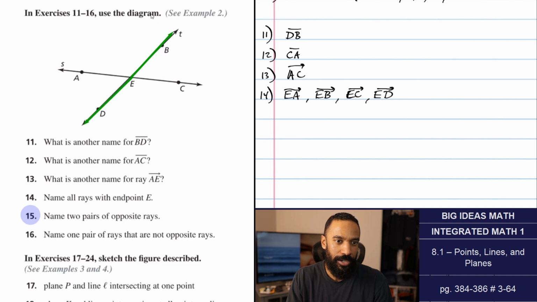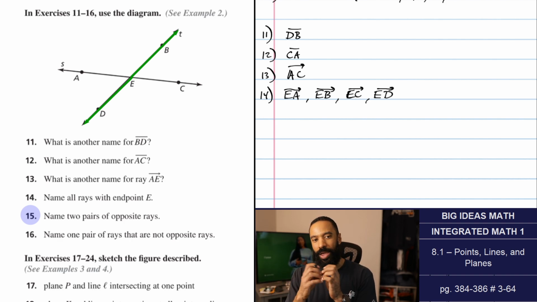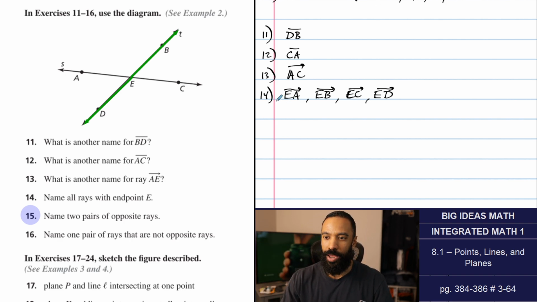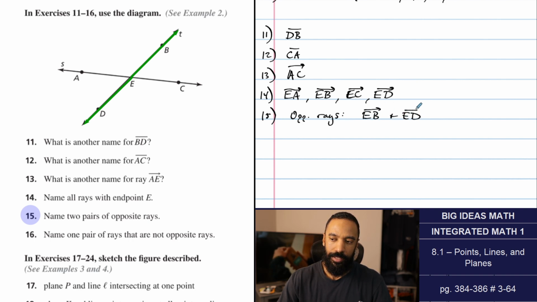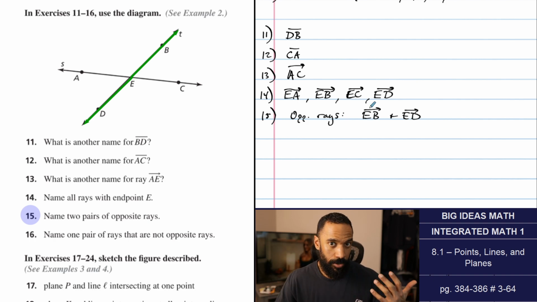They are collinear. Together they form a line like that. They're in exact opposite directions. So ray EB and ray ED are opposite rays, and also ray EA and ray EC.